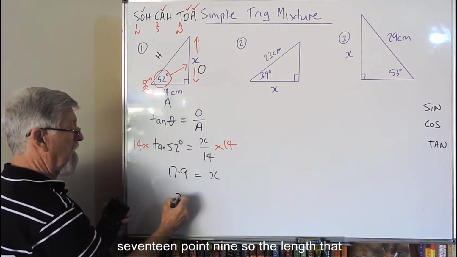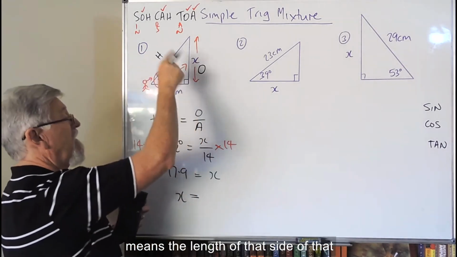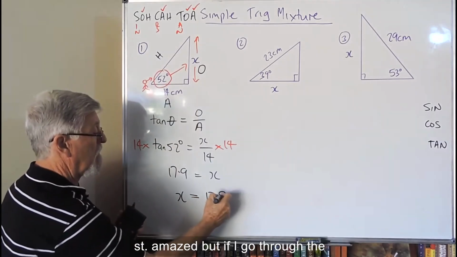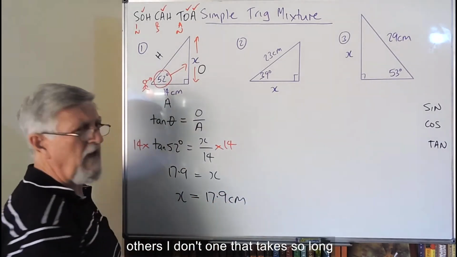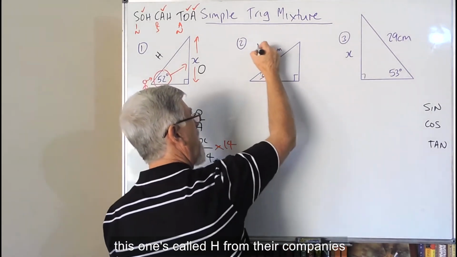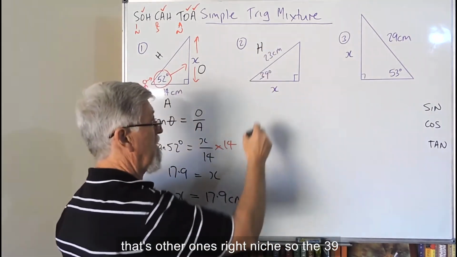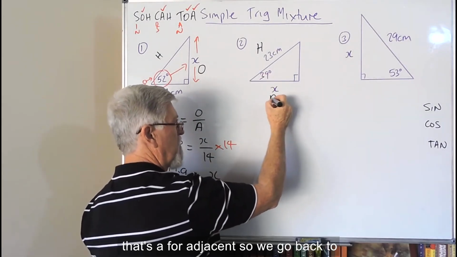17.9. So the length of that side on that triangle would be 17.9 centimetres. If I go through the others, I don't want the video to stretch out. So this one's called H for hypotenuse. That other one, right next to the 39, is A for adjacent.